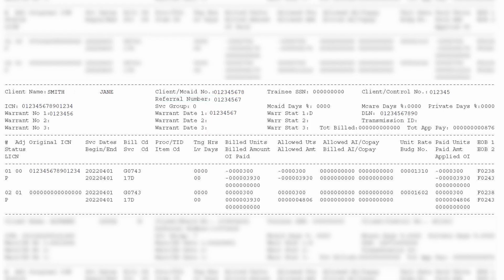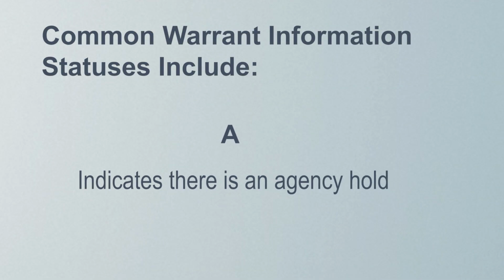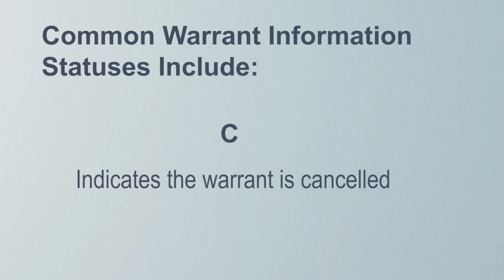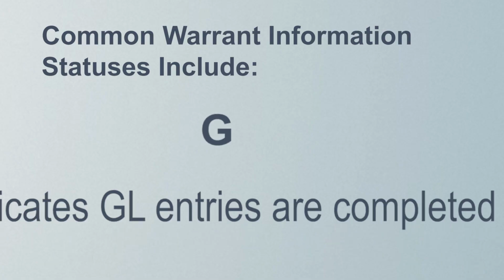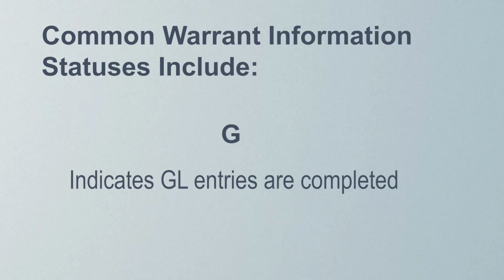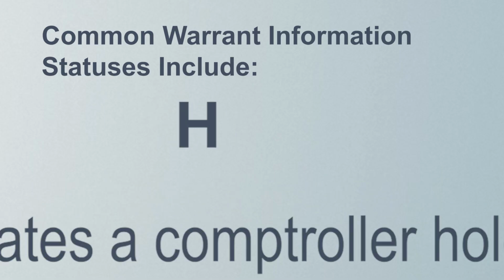Warrant information includes the assigned number, date, and status. In this example, a status of D indicates direct deposit. Other statuses you might see include the following. A indicates there is an agency hold. C indicates the warrant is canceled. G indicates general ledgers, or GL, entries are completed. H indicates a comptroller hold.